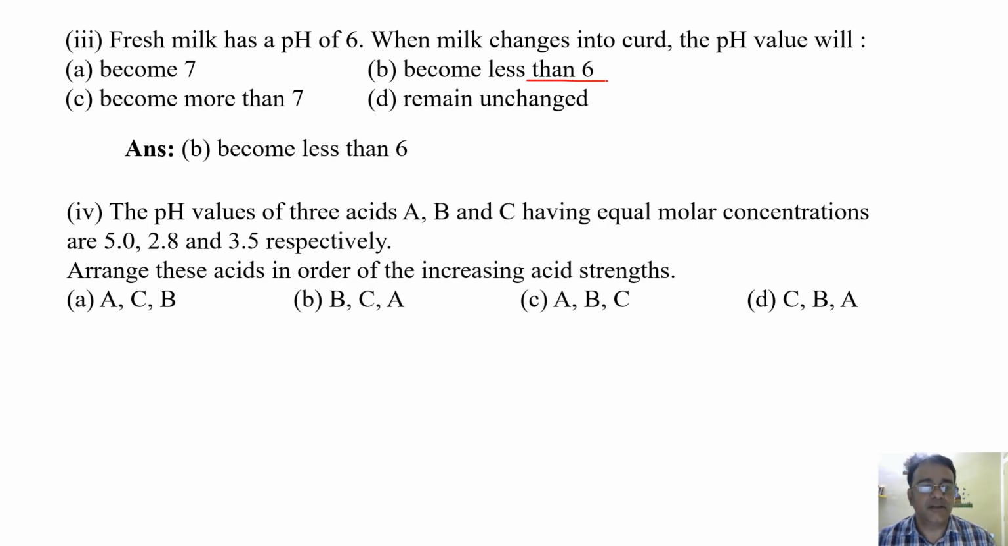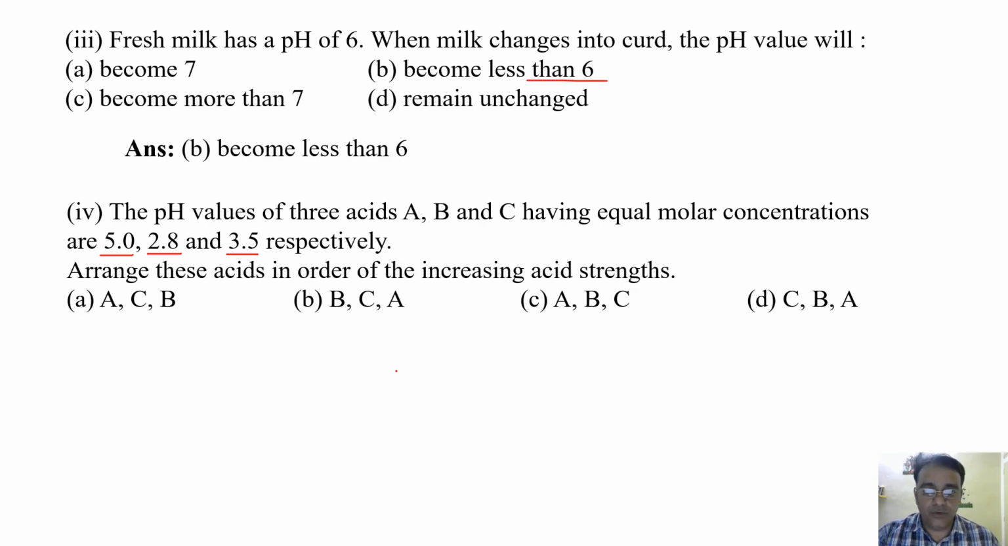Now the next question, the pH values of 3 acids A, B and C having equal molar concentrations are 5.0, 2.8 and 3.5 respectively. Arrange these acids in order of increasing acid strengths. So we have studied in the context that the lower the value of pH, the stronger the acid. So what you have to do, this is A, B and C. So the lesser the pH, the stronger the acid. So which will come first? 2.8. No.